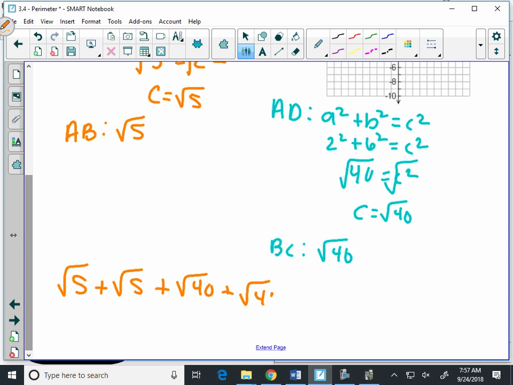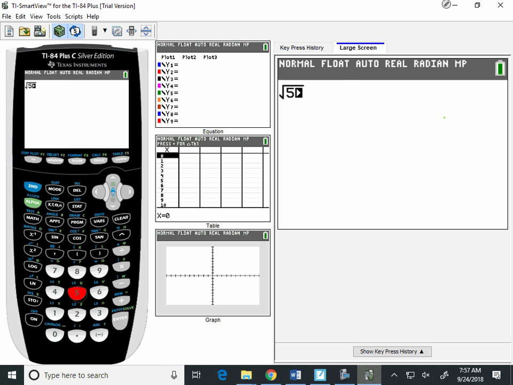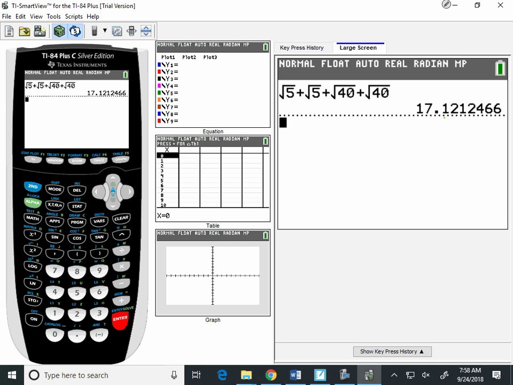Okay? A lot of students do all this work, do a beautiful job, and then they forget the very last step is adding them together. Don't forget that step. So again, plug it in your calculator. Radical 5, arrow out, plus radical 5, arrow out, plus radical 40, plus radical 40. It said round to the nearest hundredth, so that would round to what? 17.1. That was our answer.